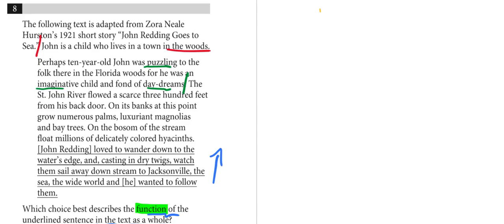The second sentence. The St. John River flowed scarce 300 feet from his back door, so he lives next to a river. On its banks, at this point, grow numerous palms, luxuriant magnolias, and bay trees. On the bosom of the stream float millions of delicately colored hyacinths. So this is only a description of the scene. These three sentences describe a scene. Now to the underlined section.